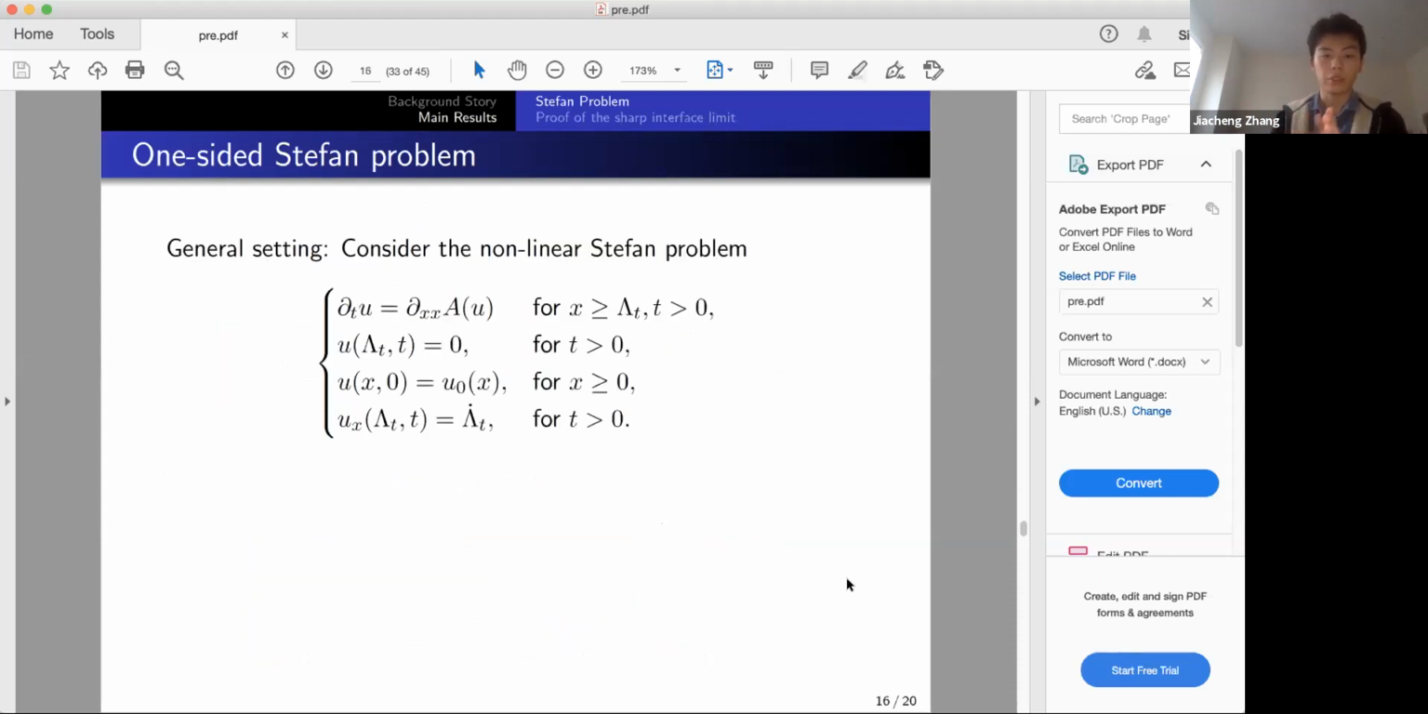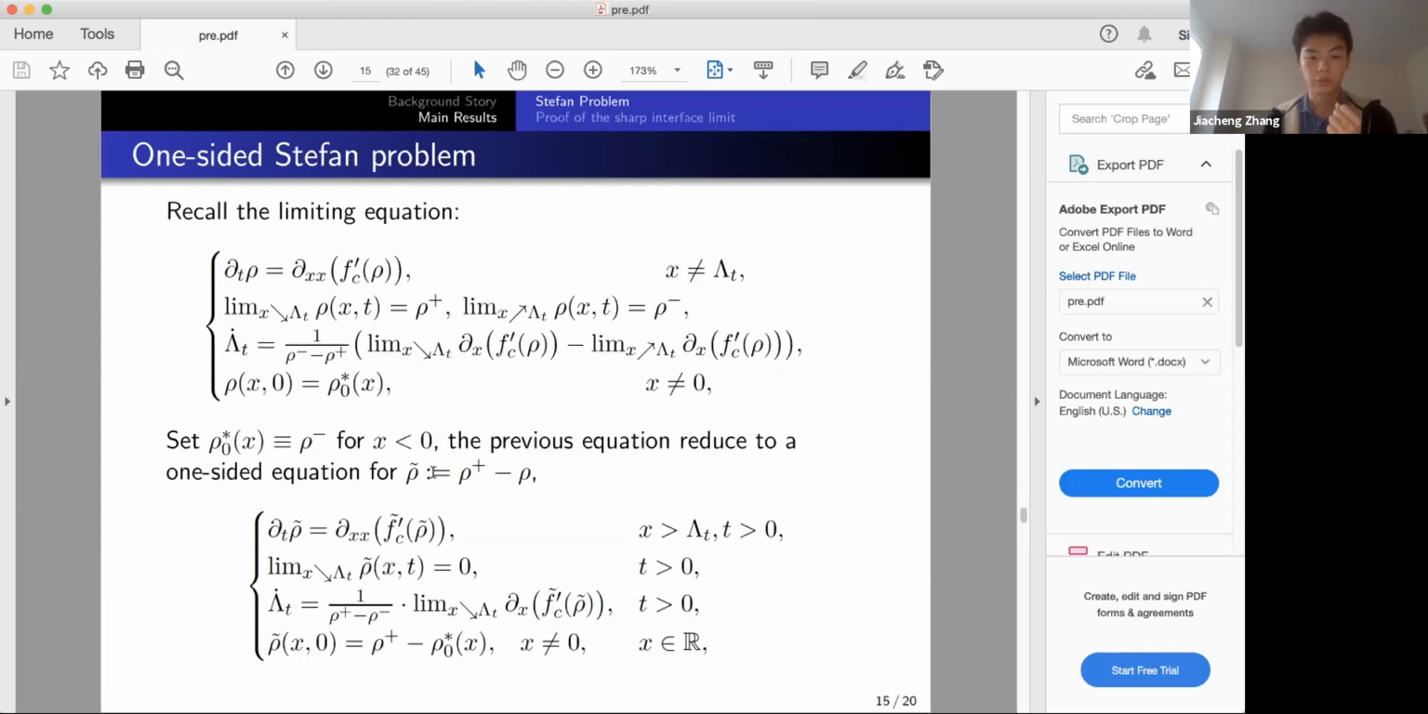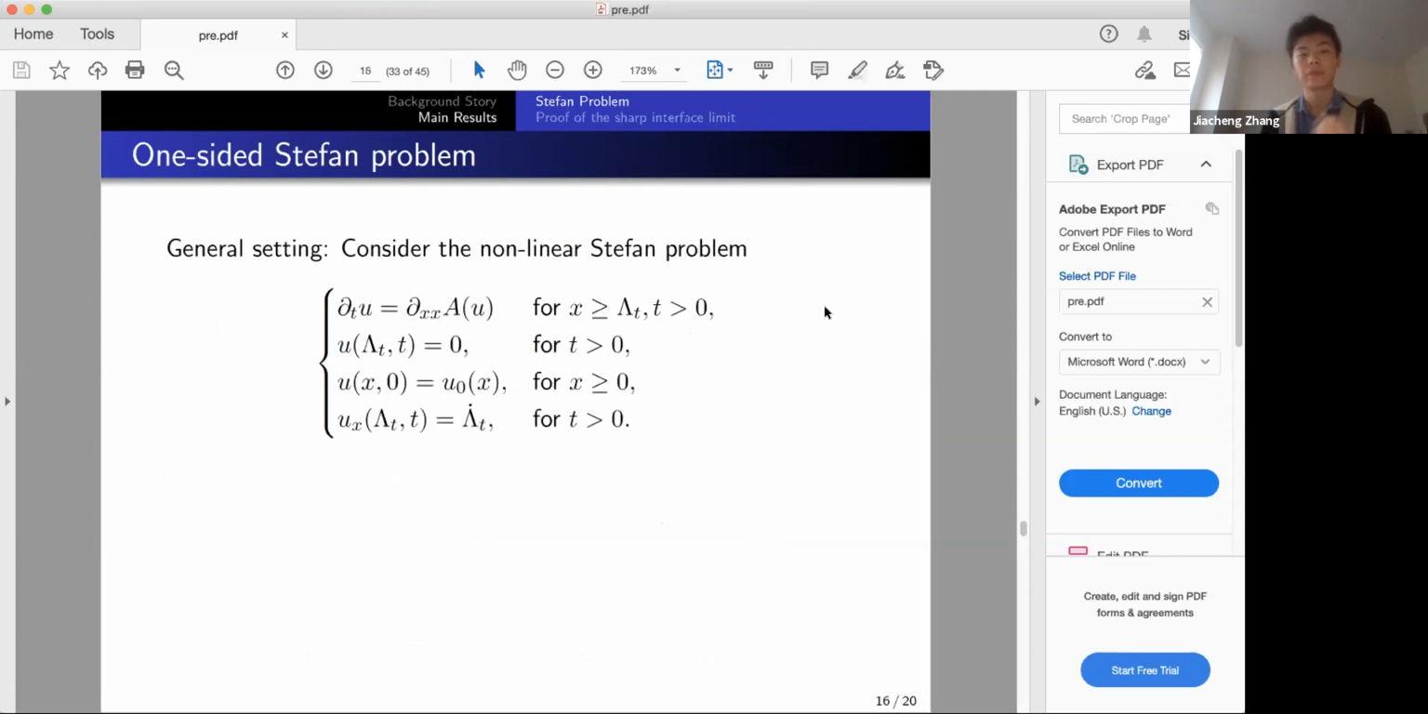So basically, a more general setting in our case would be, we will consider a nonlinear Stefan problem in the sense that we have this A of U, which answers Dan's question. This A of U is just f_c prime in the sense here. And at the boundary, this U is 0, and we have an initial condition, and also the movement of this boundary will correspond to the derivative at the boundary of this function.